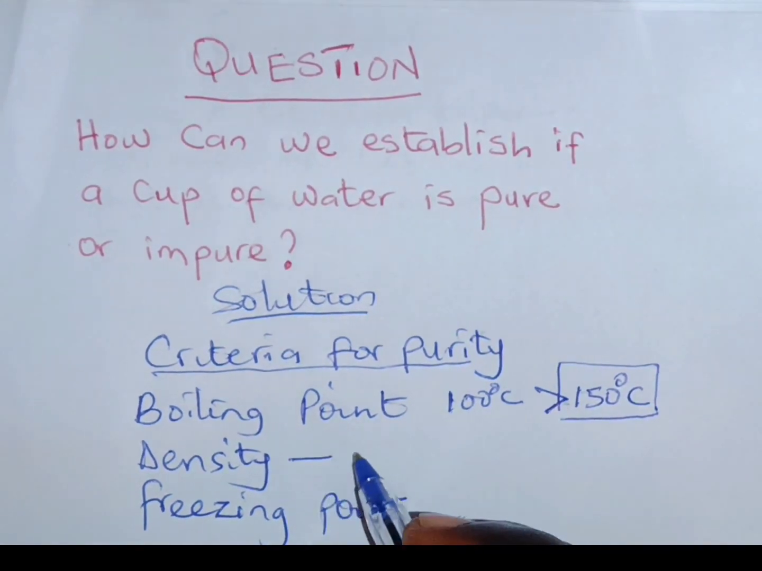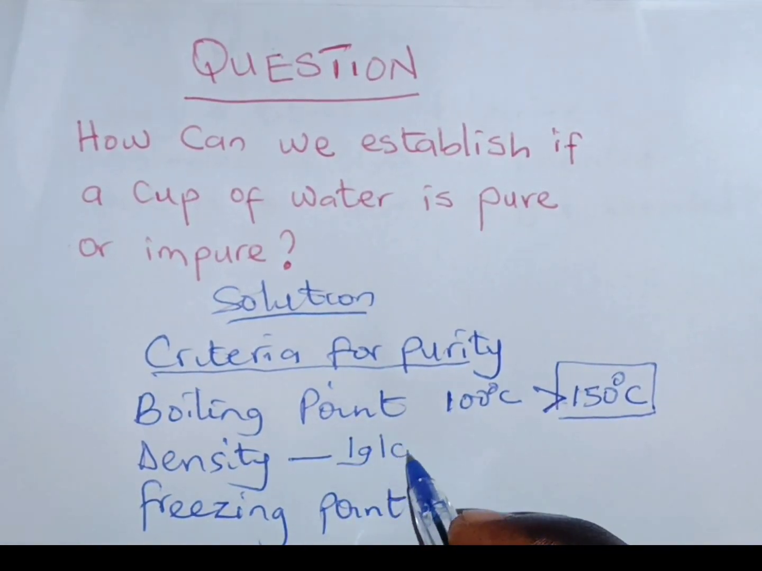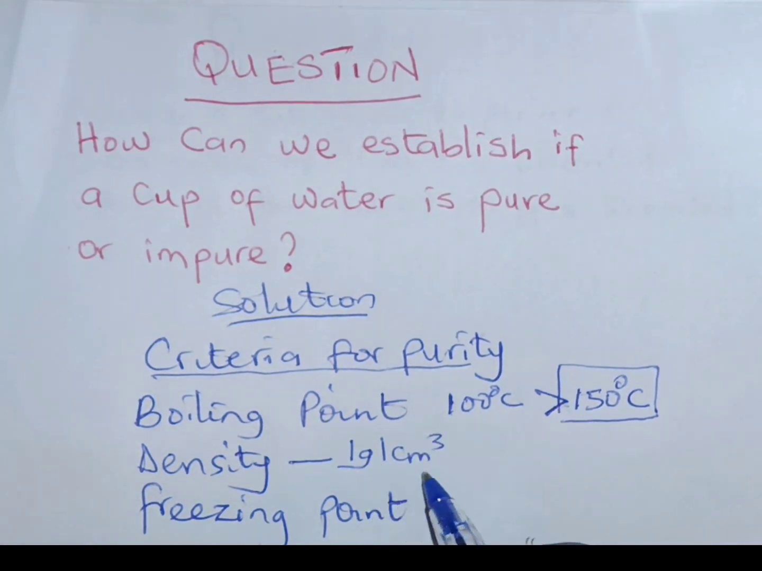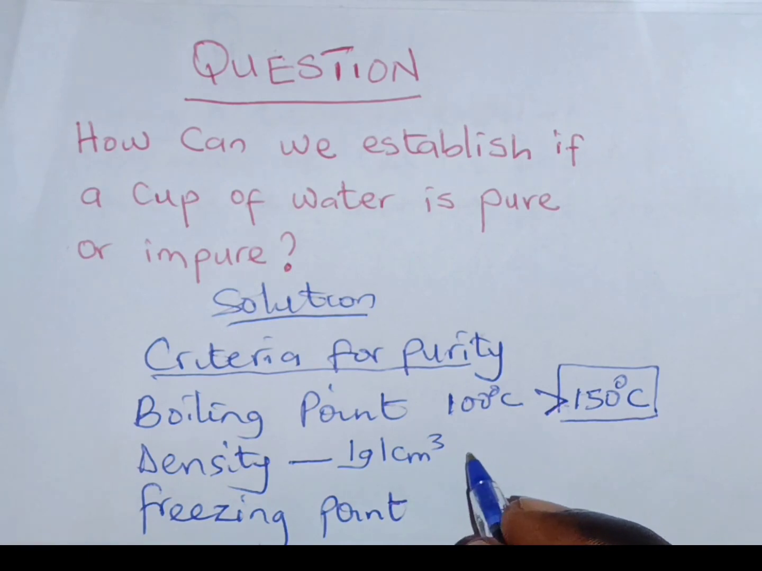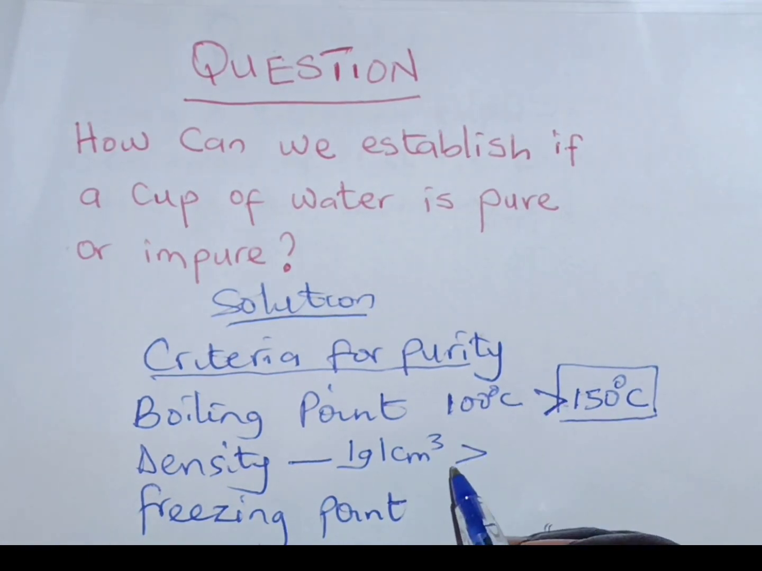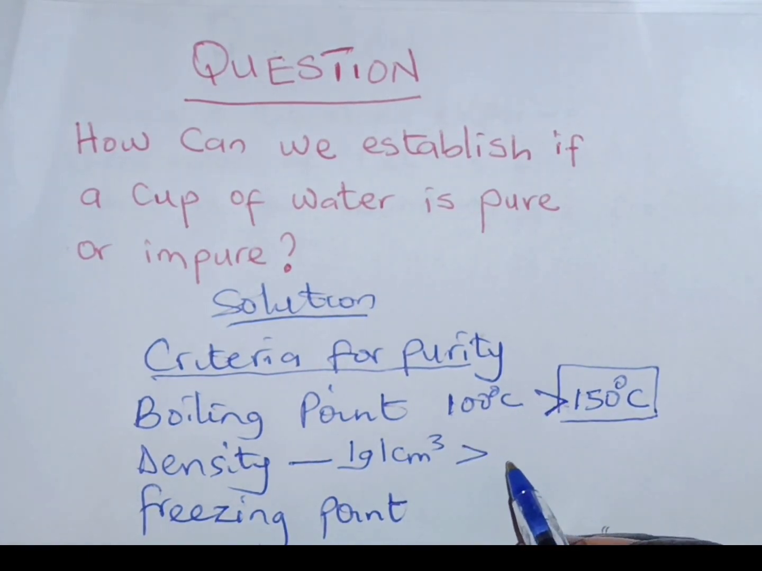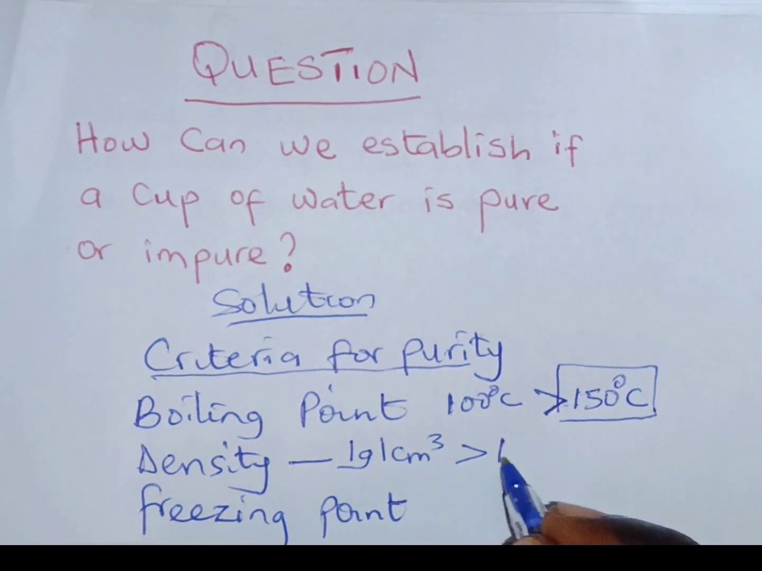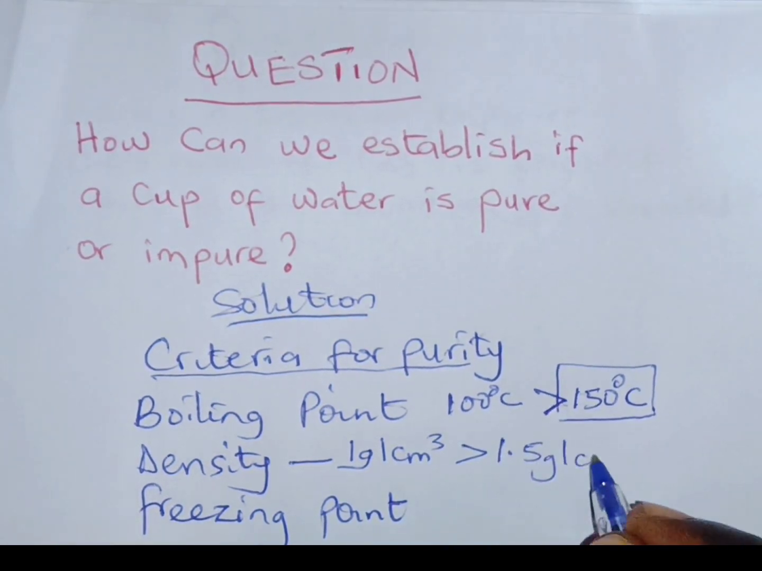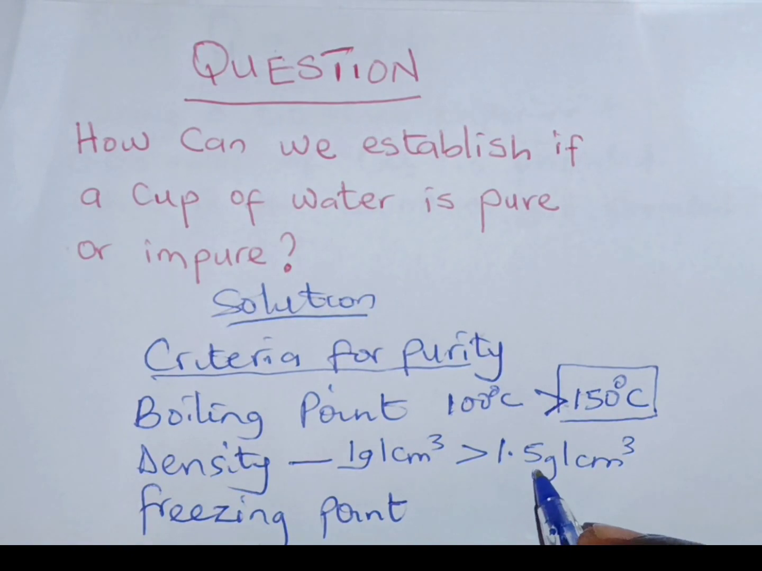Then we say the density of pure water is 1 gram per cm cube. This is the density of pure water. So the presence of an impurity will increase the density too. So let's say you try to measure the density of the water and then you realize that the density of the water was maybe 1.5 grams per cm cube. Then you will know that the water has a significant level of impurity.